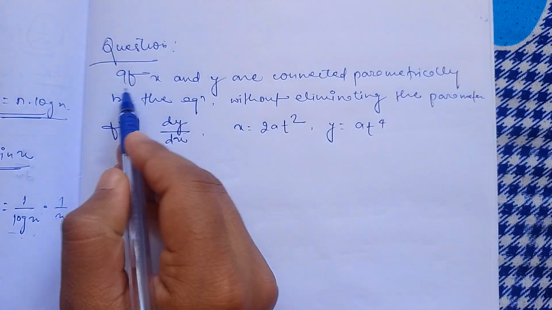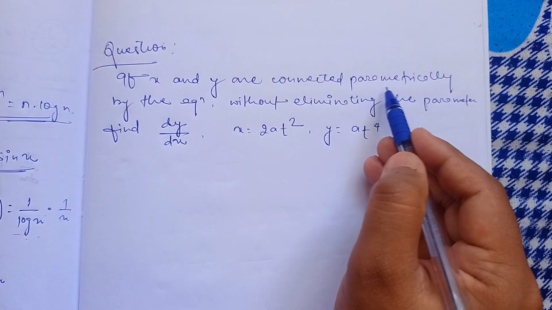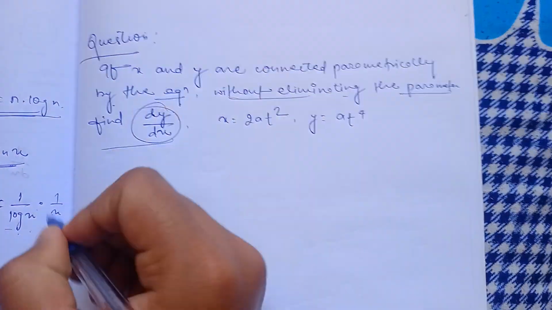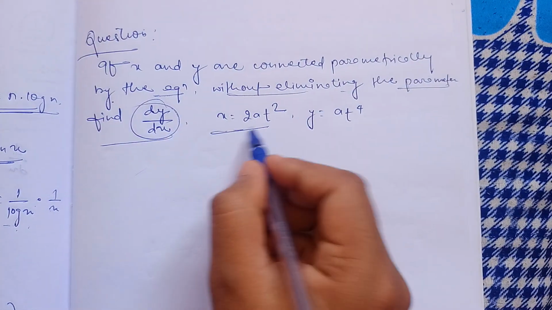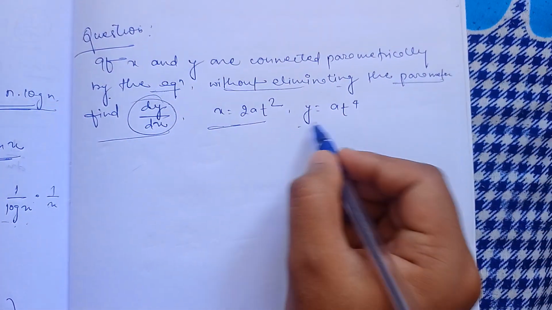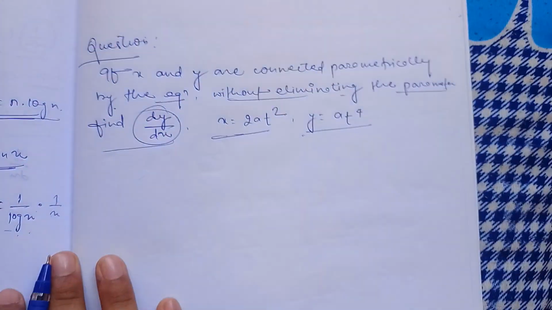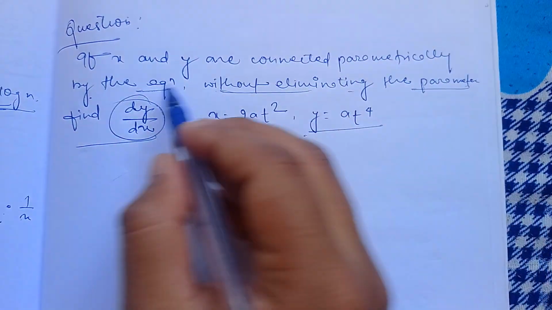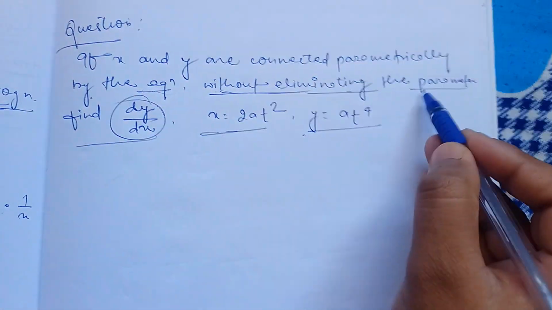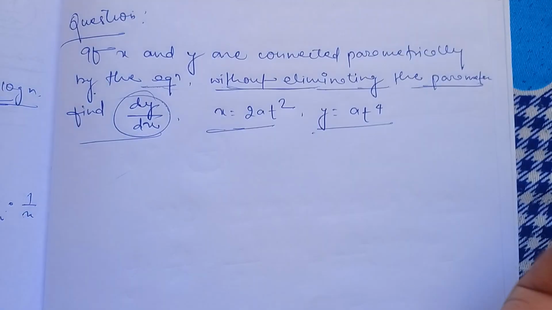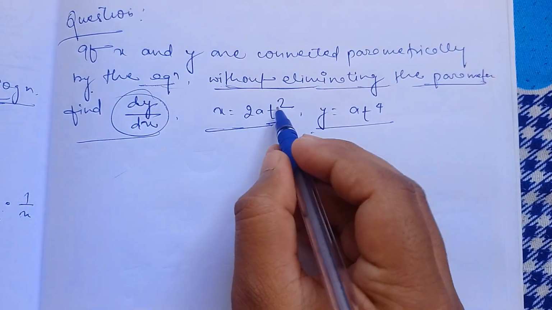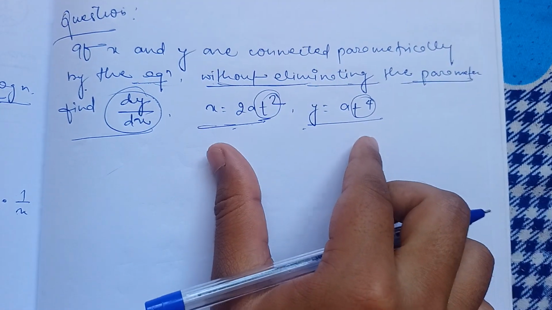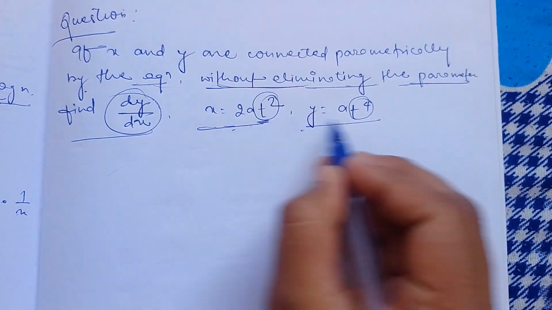Now, the question is: if x and y are connected parametrically by the equation, without eliminating the parameter, find dy by dx. Here the value of x is 2at squared and the value of y is at power 4. How can we solve that question? The question says without eliminating the parameter. Here we can see the variable is t for both x and y. Okay, the variable is t.